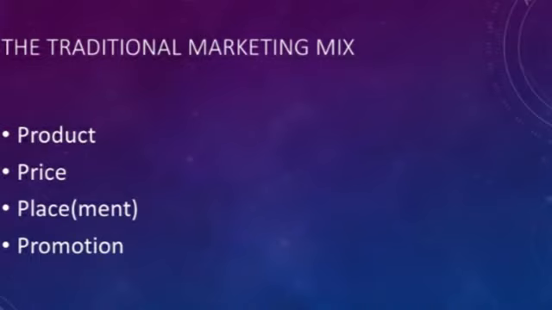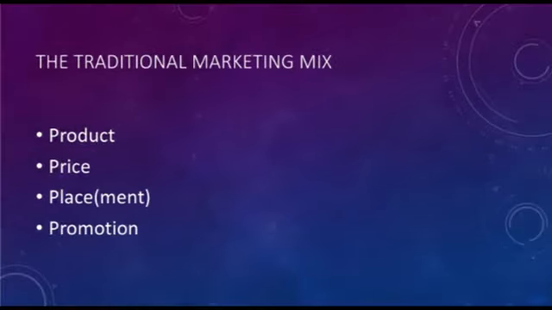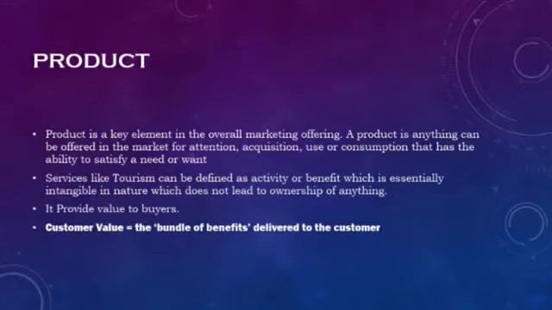So we shall start our discussion about the marketing mix with the first four marketing mix P's that are called the traditional marketing mix tool or the product marketing mix tool. These are product, price, place, or rather placement. The first P in the marketing mix is product. We have already covered the definition of product, what the product is.